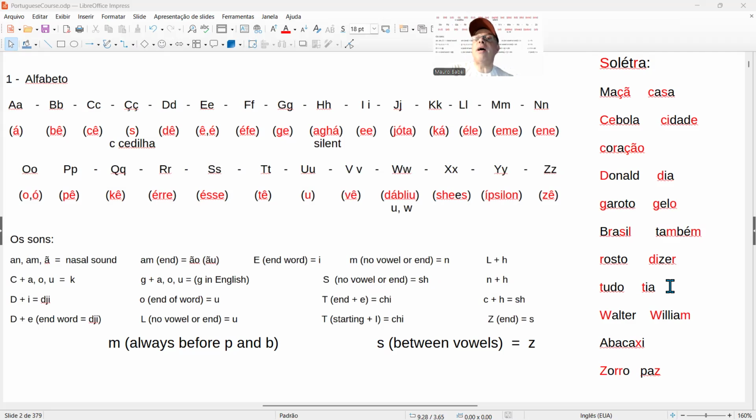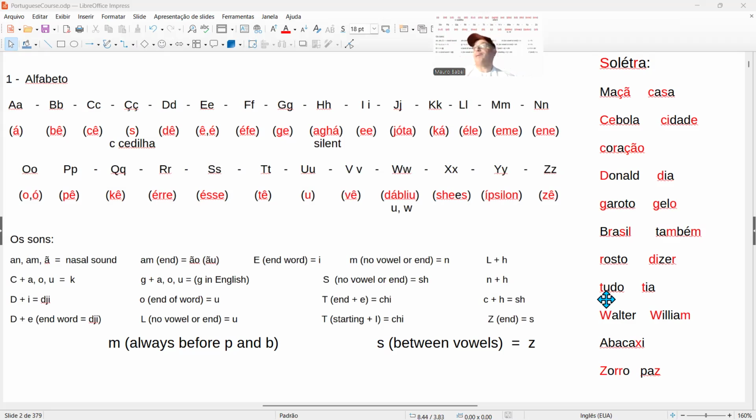Let's use the real sound. Dizer. Again, dizer. Perfect. What's the meaning of dizer? To say. Dizer. All right? It's only new information. Don't worry, don't memorize it now.